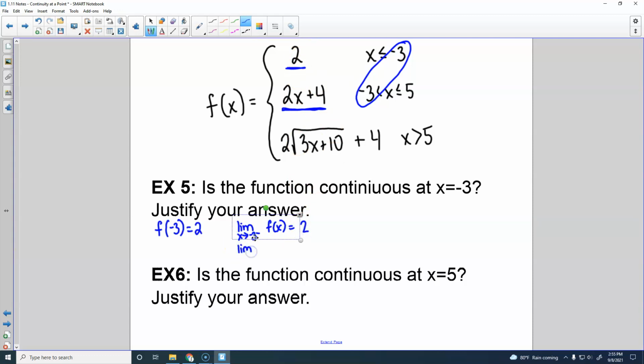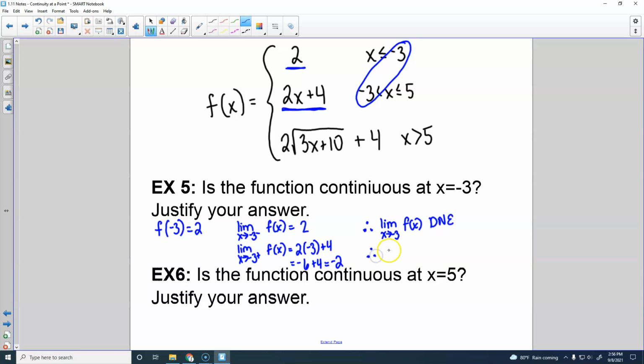I'm going to do the limit as x approaches -3 from the right of f of x. And from the right, I'm using that middle function: 2 times -3 plus 4, which is going to give me -6 plus 4, which is -2. Now, what can I say since those two don't equal each other? We're going to say, therefore, the limit as x approaches -3 of f of x does not exist.